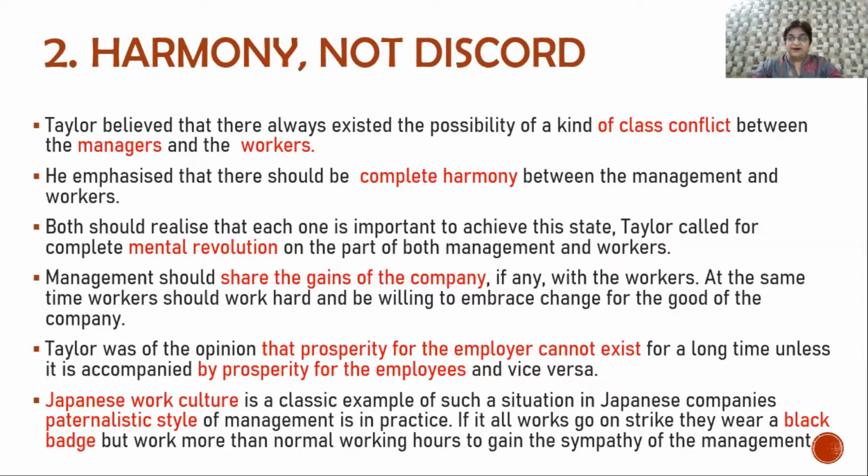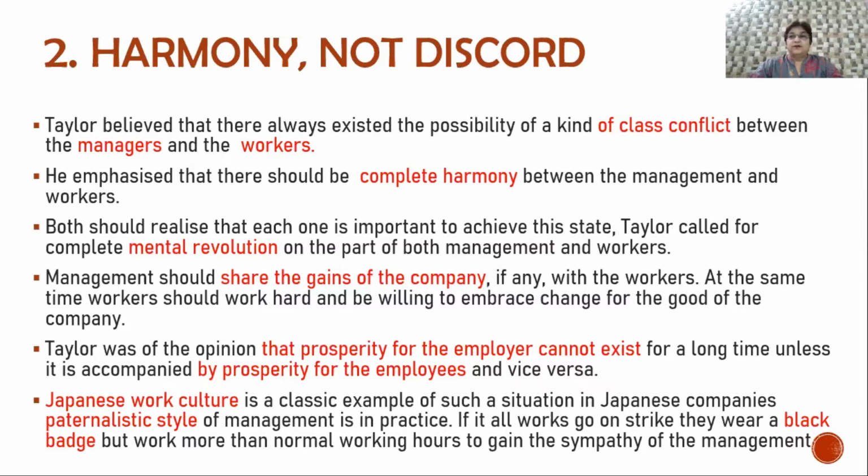And at the same time, the workers should not threaten to go on strike. If the managers are sharing the gains with the workers, then on the part of the workers, they should not keep on threatening to go on strike for every small thing. And if this is done, then he said there can be prosperity for the employer, and in the prosperity of the employer lies the prosperity of both the employer as well as employee. So he says if the employees are prosperous, then the employer will also be prosperous. So one cannot be prosperous without the other, and vice versa.